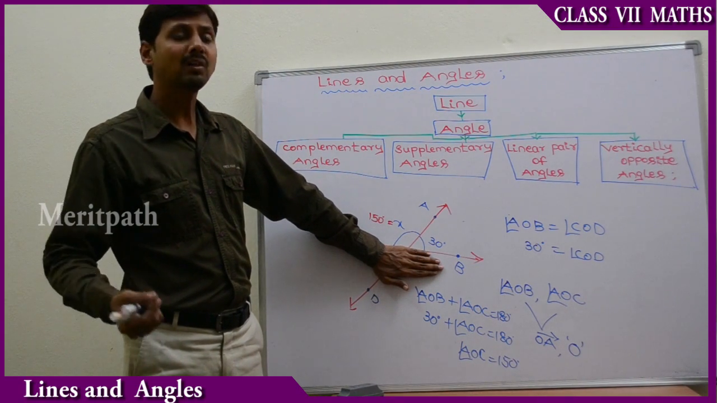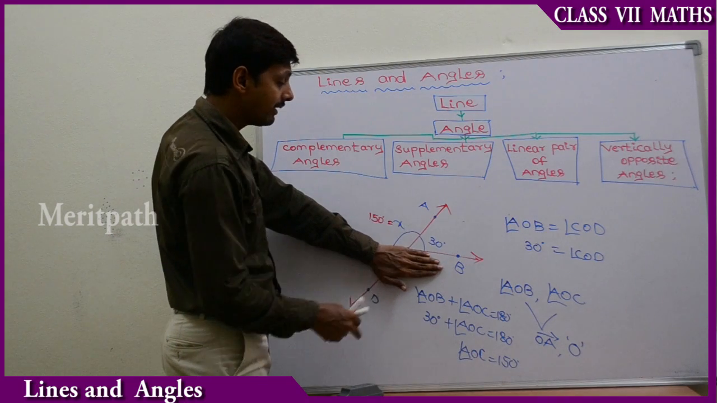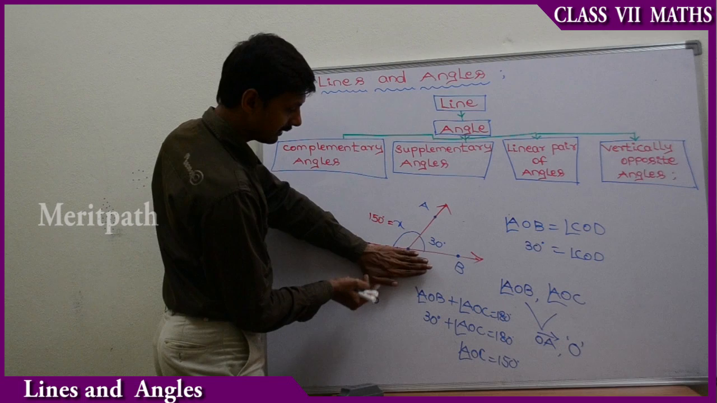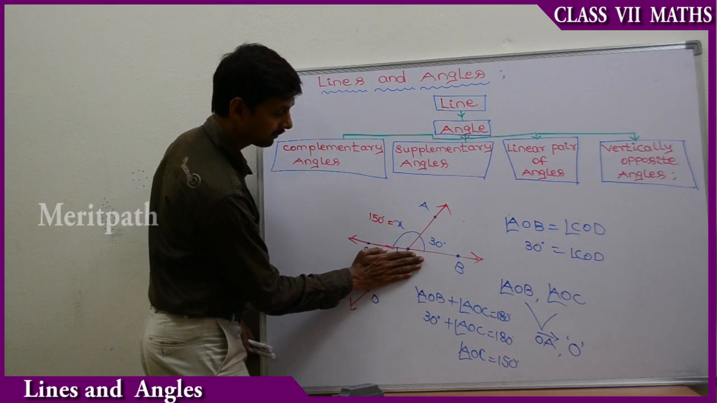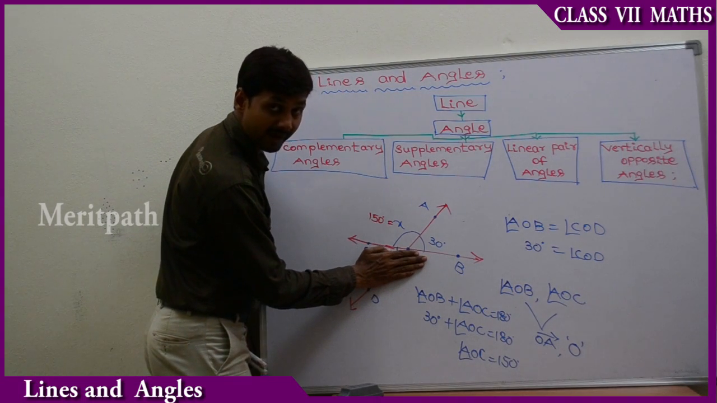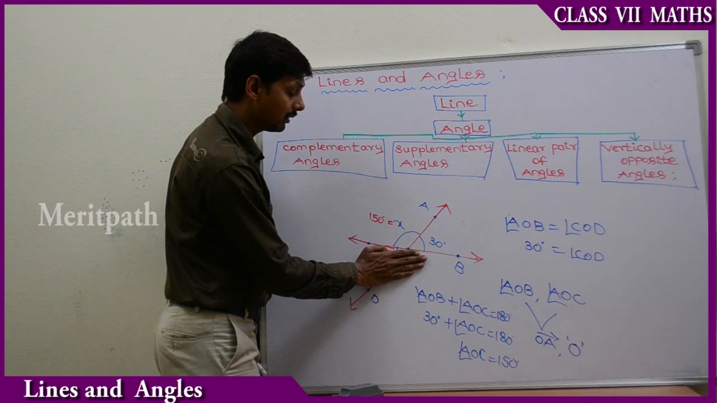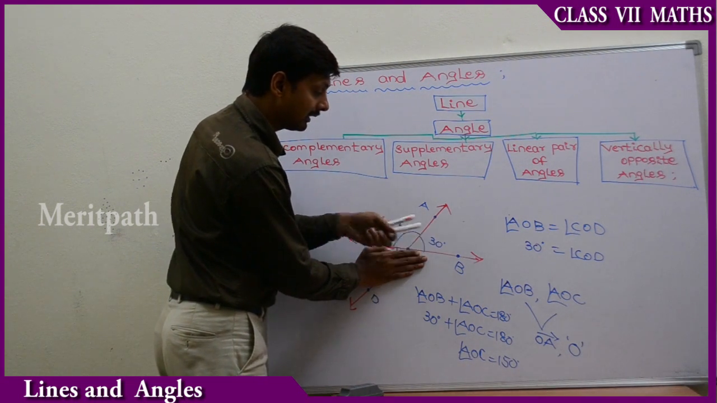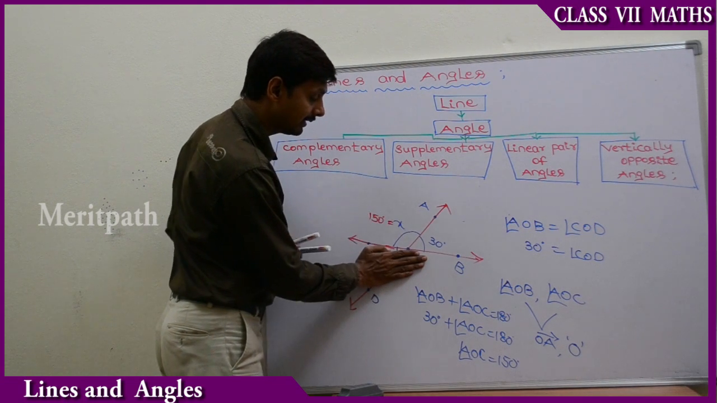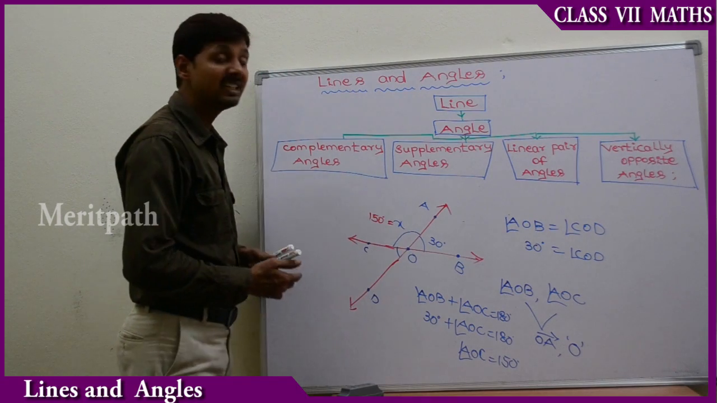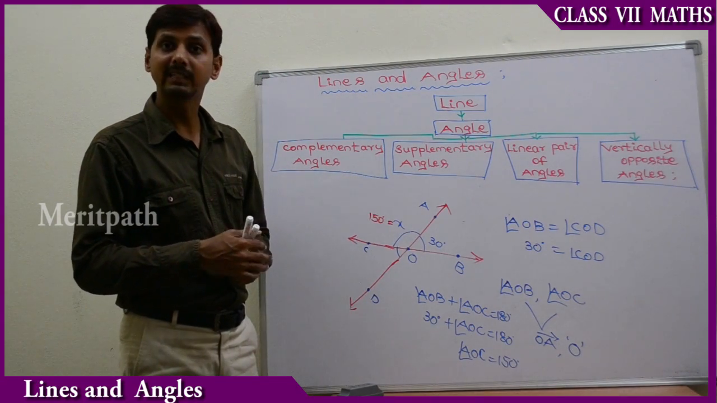In logic, COB is a straight line. On a straight line, the angle formed is 180 degrees. Here we already know AOB is a 30 degrees angle, and then BOC will be 150 degrees, because combining both we get 180 degrees.